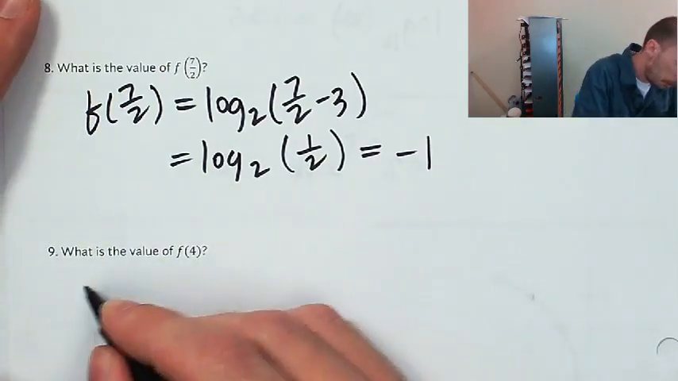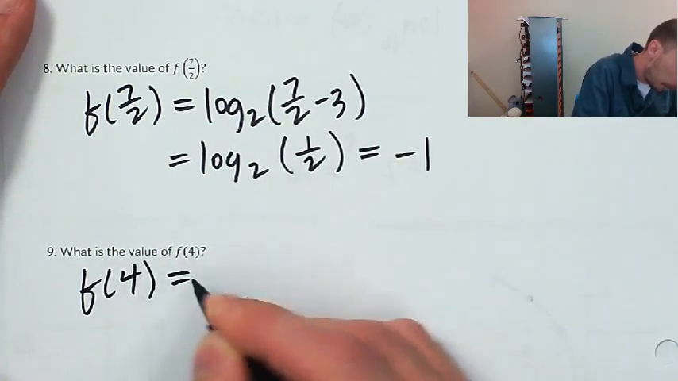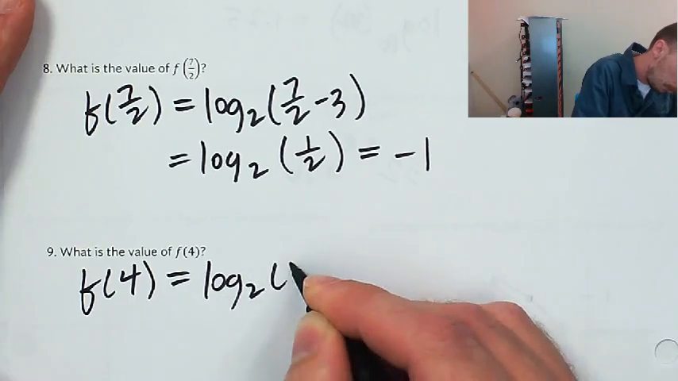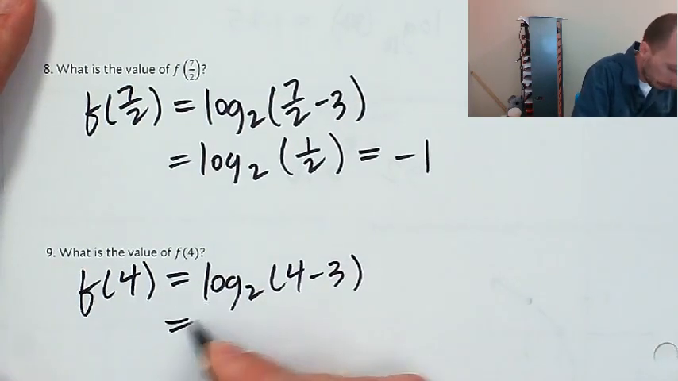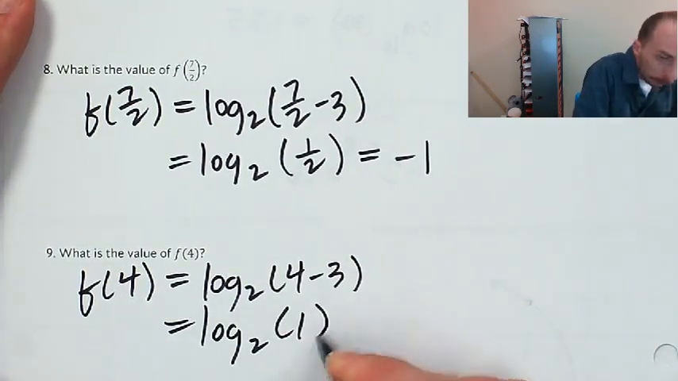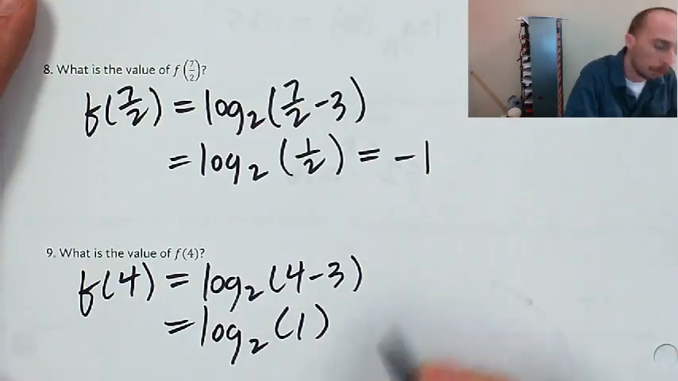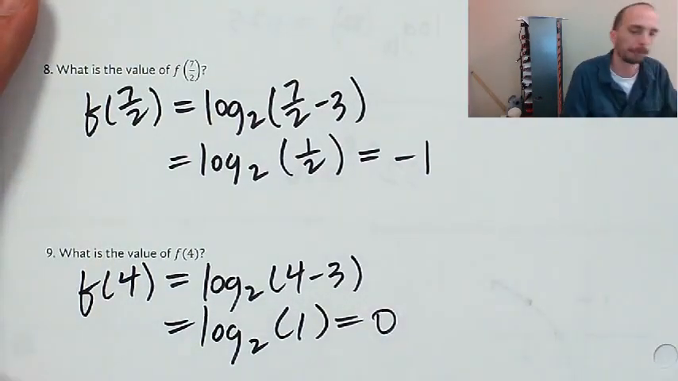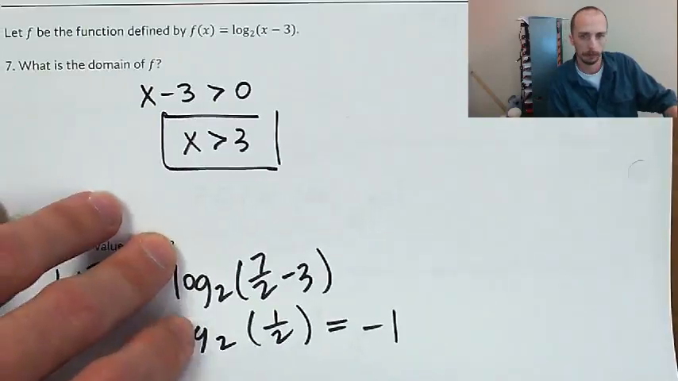Okay, and then the value of f of 4, I'm going to do the exact same thing. f of 4 is log base 2 of 4 minus 3, which is log base 2 of 1. What exponent do I put on 2 to get 1? That's going to be the 0 exponent. That's all for Form A.